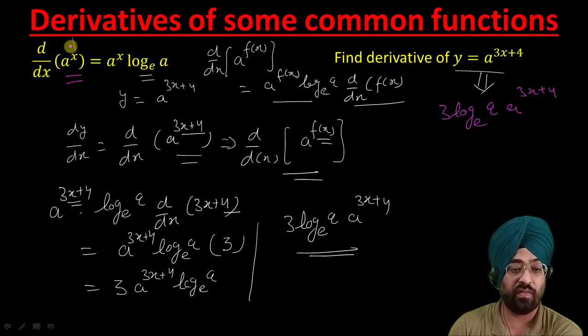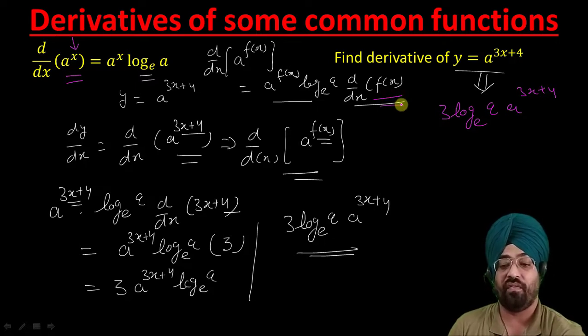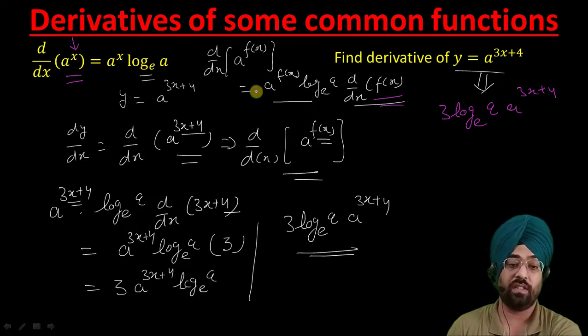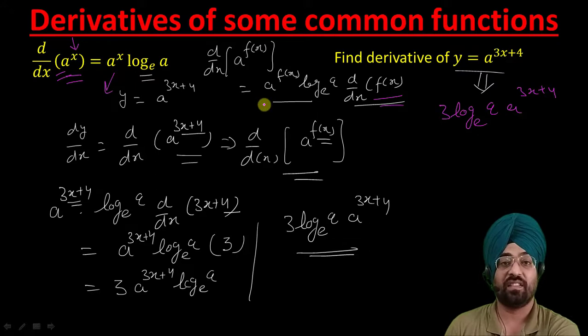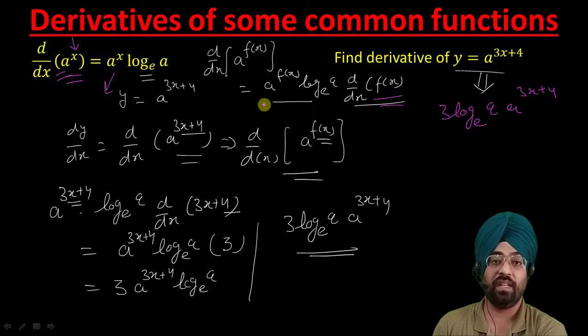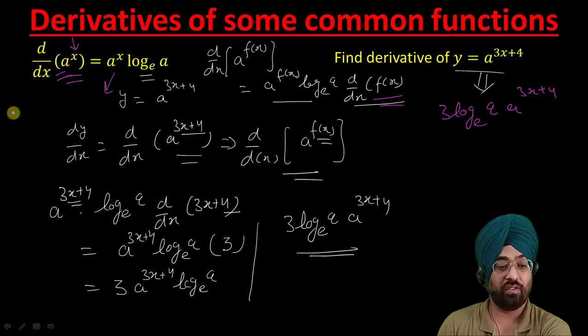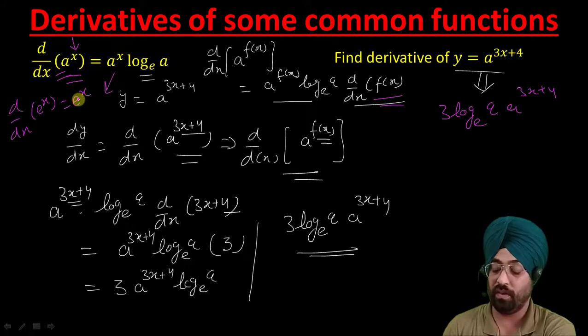If instead of x we have a function of x, then in addition to this formula we have to do one more step: we have to take the derivative of f(x). So that is how you do the derivative of an exponential function, and the result will be in terms of log. It was quite easy, and we have also done dy by dx of e raised to the power x is equal to e raised to the power x.